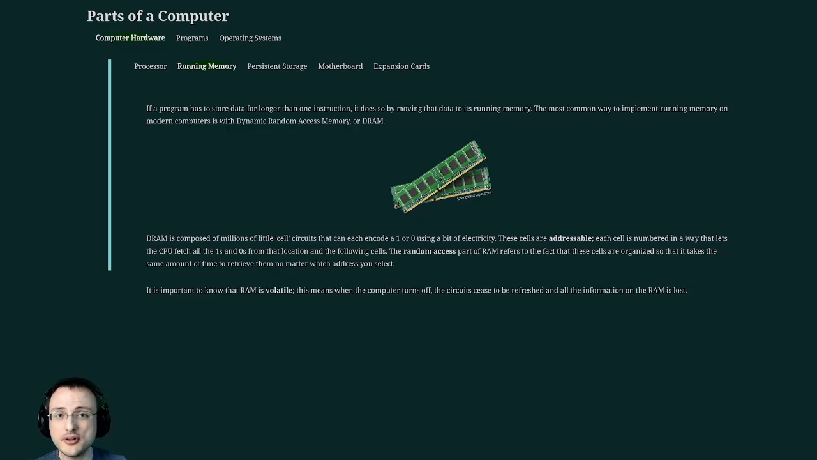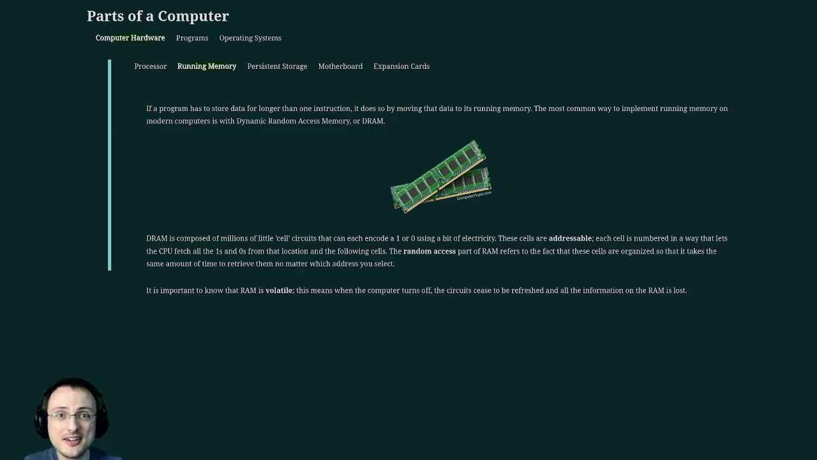So running memory is just a cache of millions of little cell circuits that each have some way to encode a 1 or a 0 with a bit of electricity. So the CPU had a bunch of these different circuits for all different operations. Running memory, what we often call RAM or DRAM, just has a lot of copies of one circuit that knows how to either keep a 1 held in place or keep a 0 held in place. Yes, there is electricity on it, or no, there is no electricity on it.